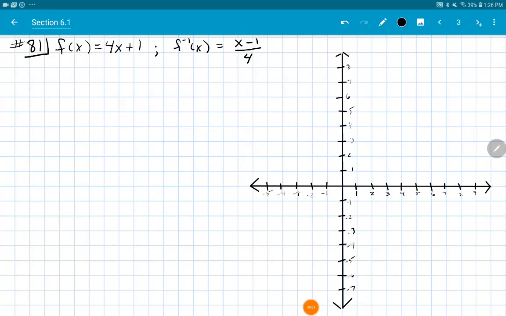In section 6.1, number 81, we are asked to graph both the function and its inverse on the same grid, and we'll dash in the line y equals x, so we can see how the graphs are related and verify the inverse function relationship using composition. So let's start first by dashing in that line of y equals x.